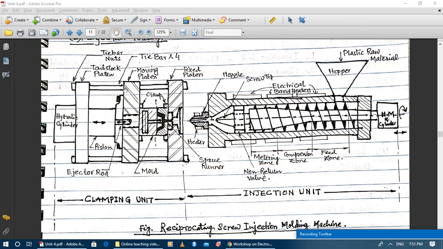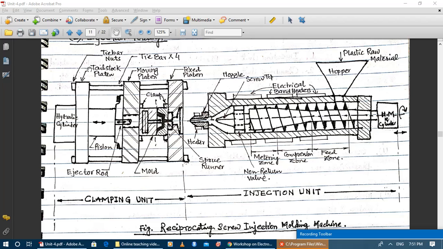Moving platen can slide onto the tie bars. So there are 4 tie bars. 2 tie bars are visible and 2 tie bars are just behind these 2. Okay, so there are 4 tie bars. You can see tie bars multiplied by 4, so that means there are 4 tie bars.